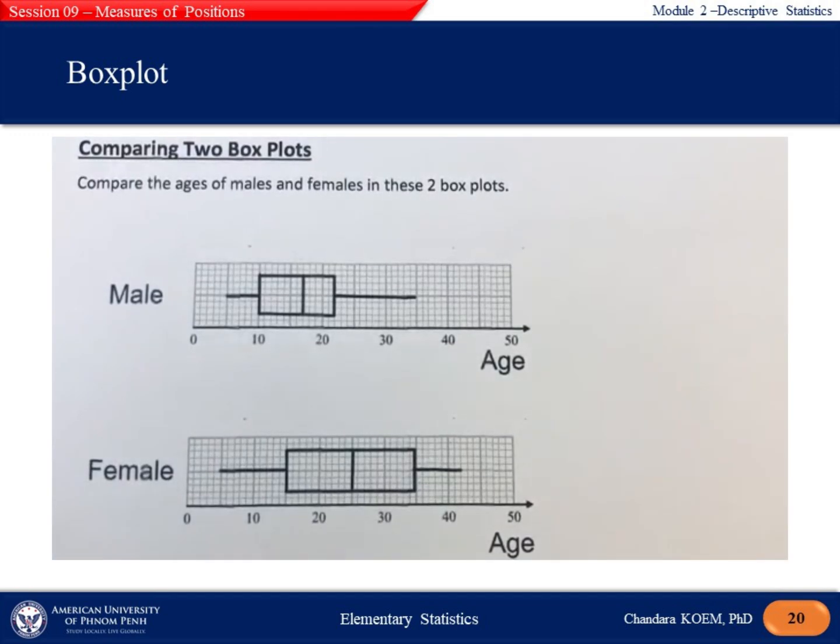Today I'm going to show you how to compare two box plots. So let's have a look at the example here. We've got to compare the ages of males and females in these two box plots.